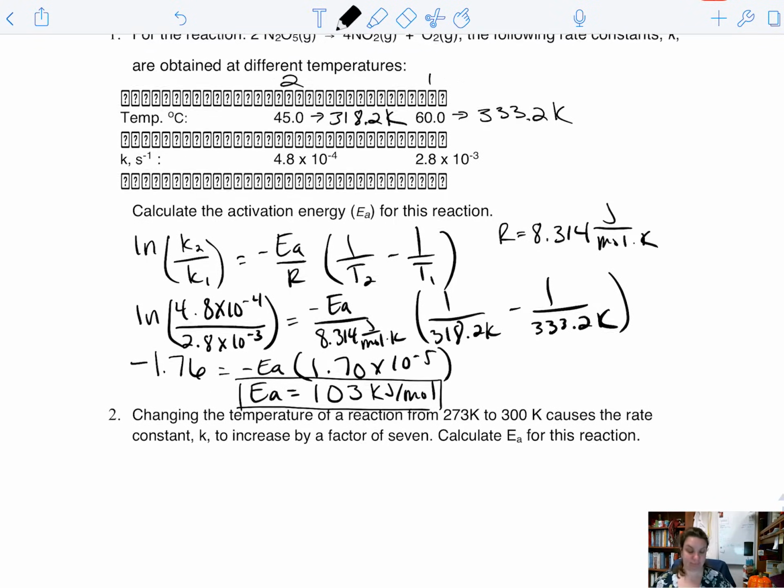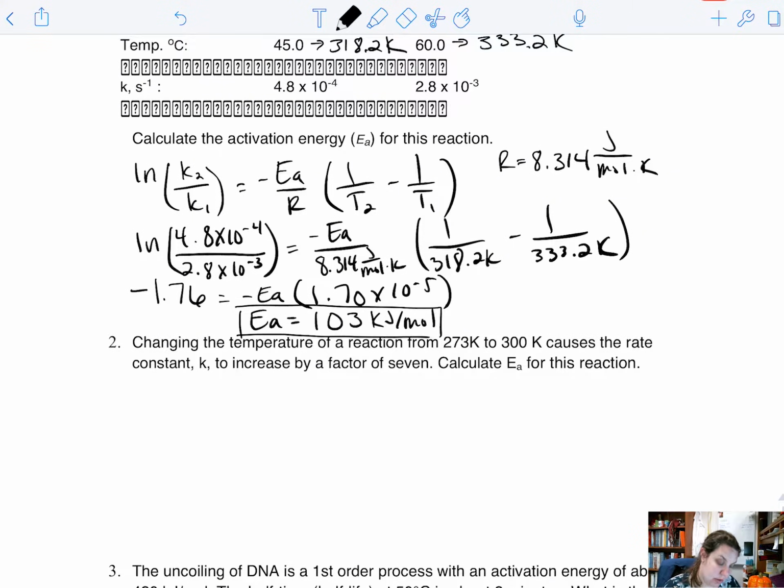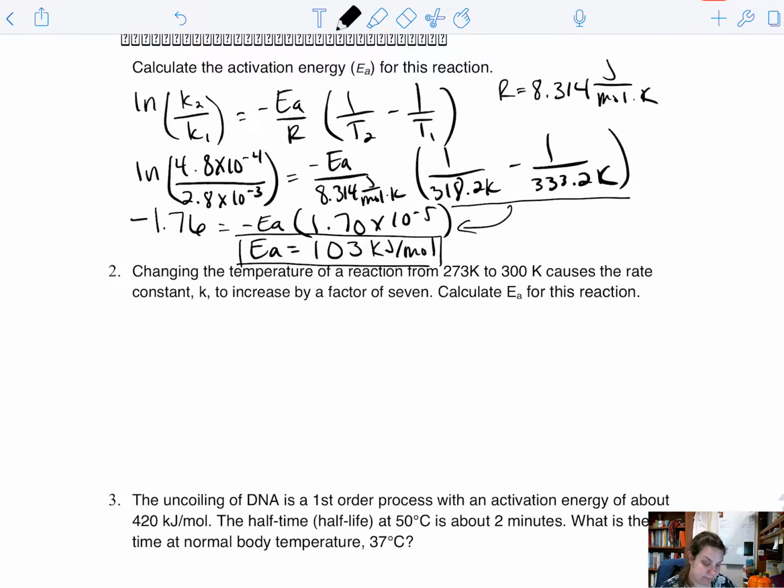Okay. All I did here, in case you're wondering, I did that and then I divided the whole thing by 8.314 to get this value right here. And then I divided both sides by negative 1.70 times 10 to the negative 5 to get a positive EA, as there was negatives on both sides.